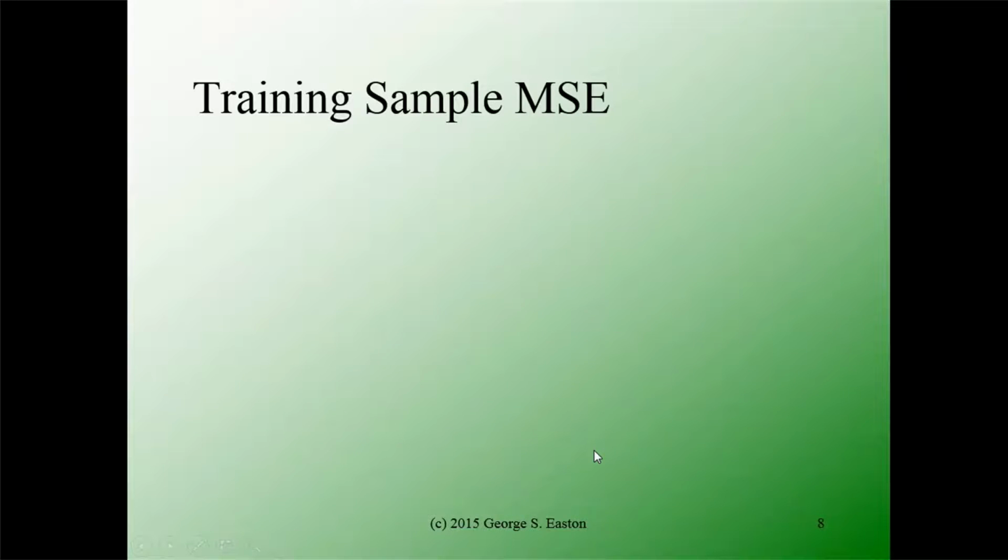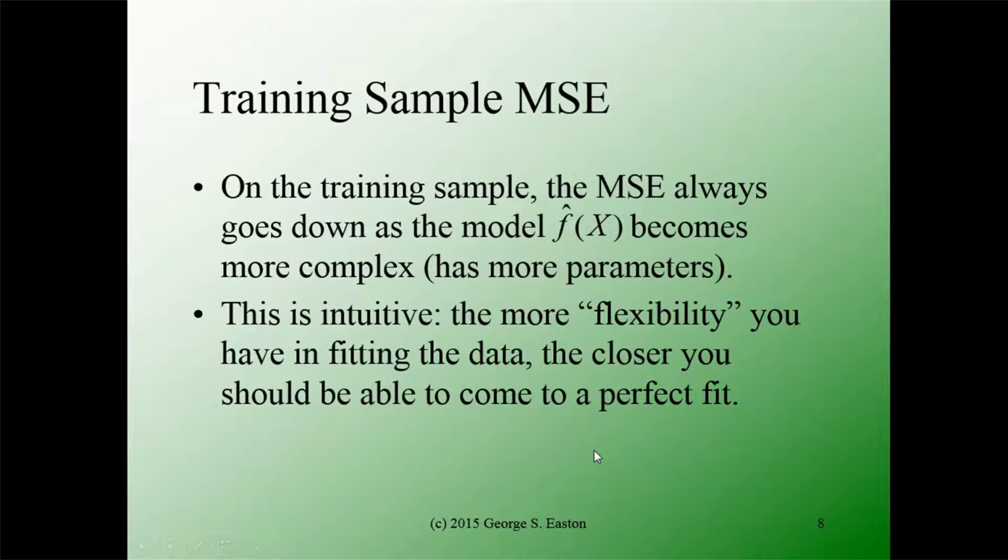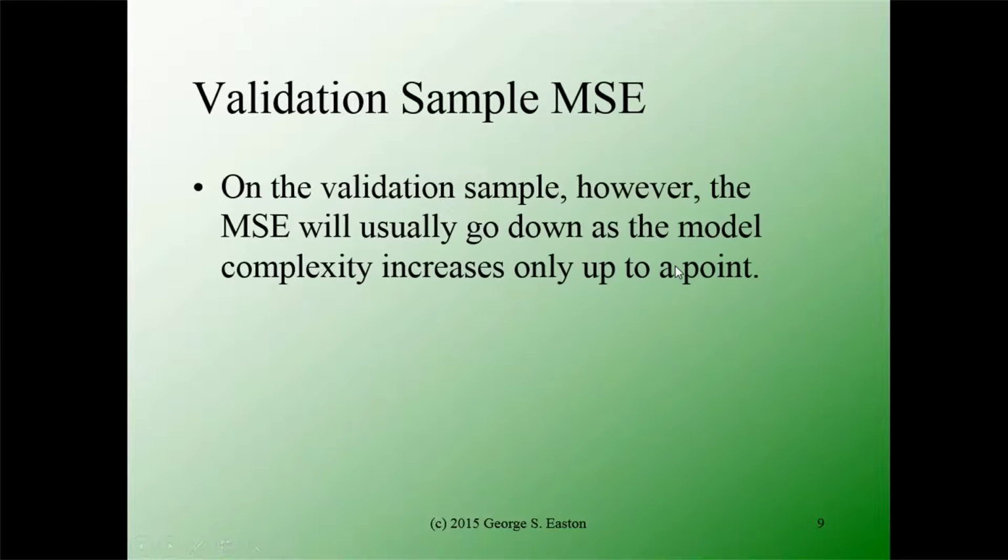Now on the training sample, the mean square error always goes down as the model f hat of x becomes more complex or has more parameters. And this is intuitive because the more flexibility you have in fitting the data, which is really what's meant by saying that f hat of x becomes more complex, the closer you should be able to come to a perfect fit of that data. But on the validation sample, things are different. On the validation sample, what generally happens is the mean square error will usually go down as the model increases its complexity, but only up to a point.